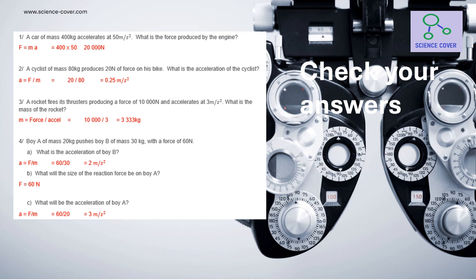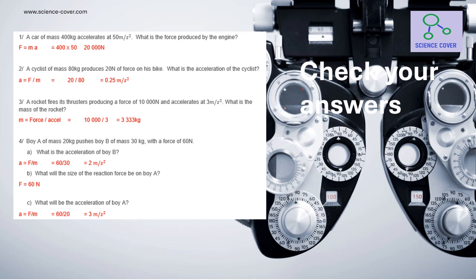A rocket fires its thrusters, producing a force of 10,000 newtons and accelerates at 3 meters per second squared. What is the mass of the rocket? So mass is force divided by acceleration. So that's 10,000 divided by 3, which is 3,333 kilograms.